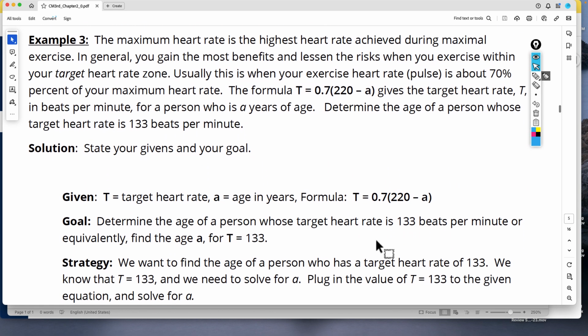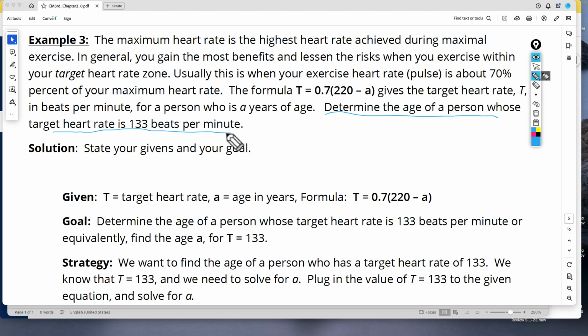Well, let's take their example. So this will help us, because there's a few homework problems where they give you a word problem. When I look at a word problem, what I typically like to do is try to work backwards. What I mean by that is I'll read the first sentence first: determine the age of a person whose target heart rate is 133 beats per minute.